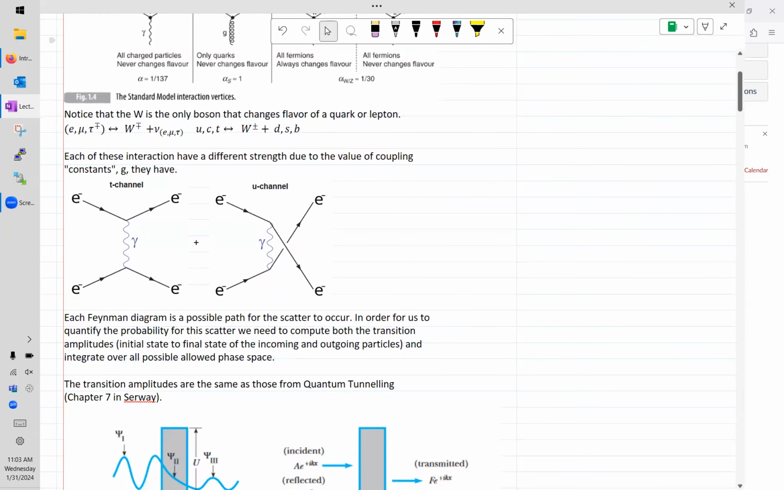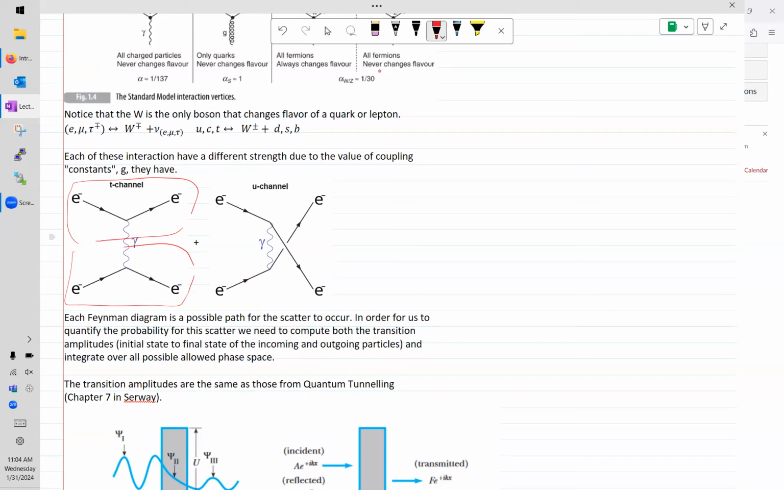The idea of these vertices is that you combine two vertices together. For example, in this little diagram, the top half is one vertex and the bottom half is another vertex, and this allows electrons to basically scatter off each other. It doesn't have to be electrons; it could be muons scattering off each other, neutrinos, whatever. So you can make all types of Feynman diagrams out of these vertices.